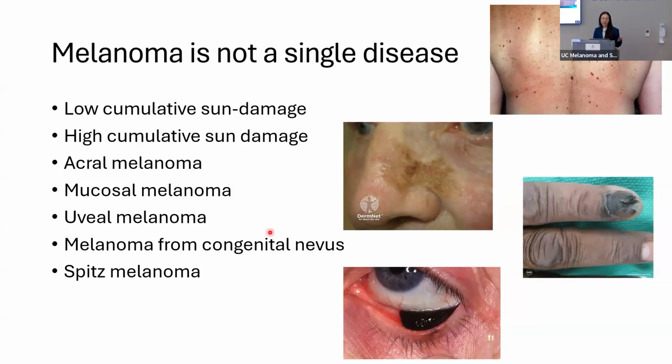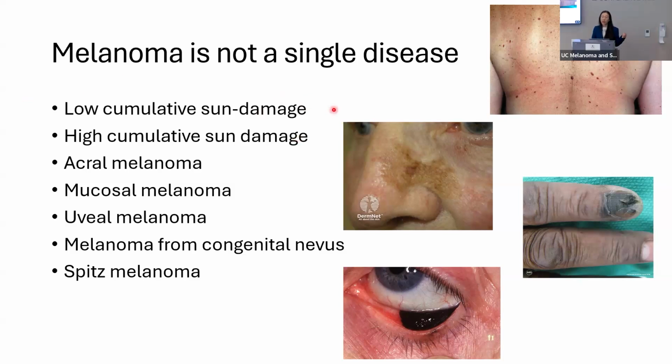Looking at the genetics of melanoma and the clinical situations in which we see melanoma, we know now that melanoma is not one single disease, and we're working on stratifying them into different categories to help with diagnosis and giving patients an idea of their prognosis. There's the low cumulative sun damage melanoma, which is maybe one of the most common ones.